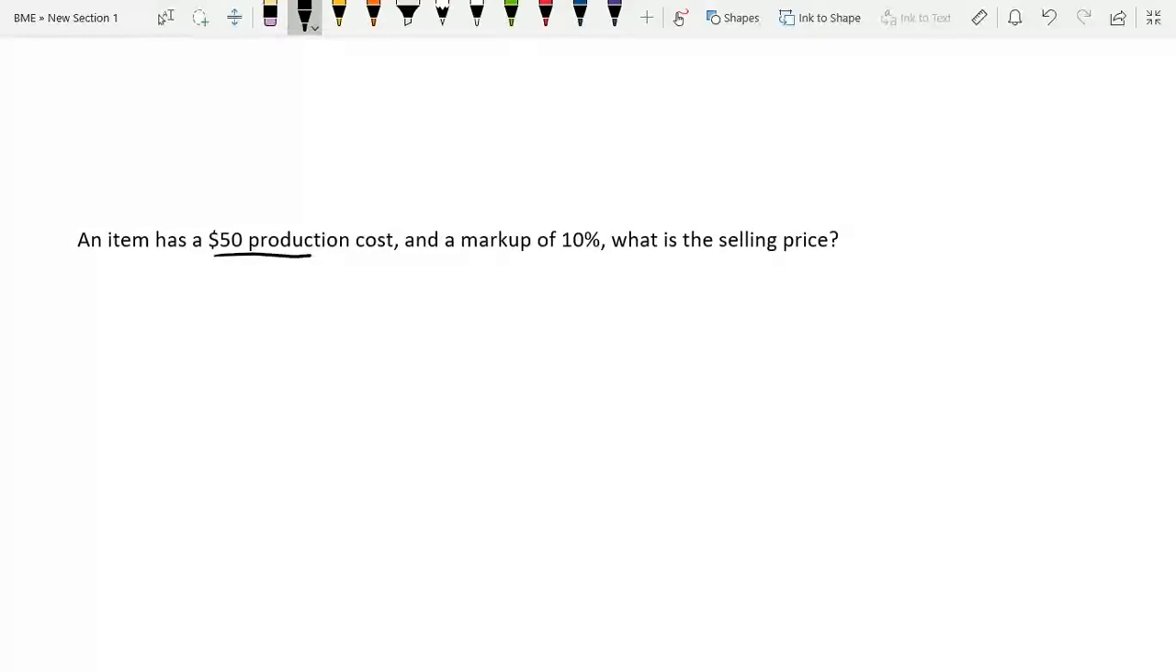An item has a $50 production cost and a markup of 10%. What is the selling price? So it costs us $50 to produce. Let me color code it actually. Markup of 10%. So a markup of 10% would mean that we are adding 10% to the value.